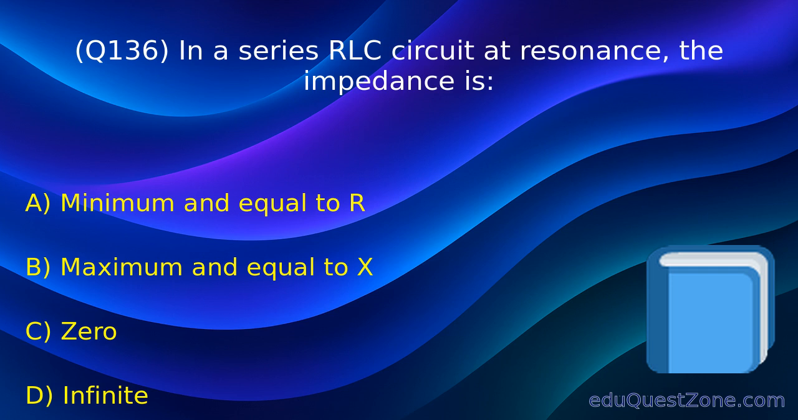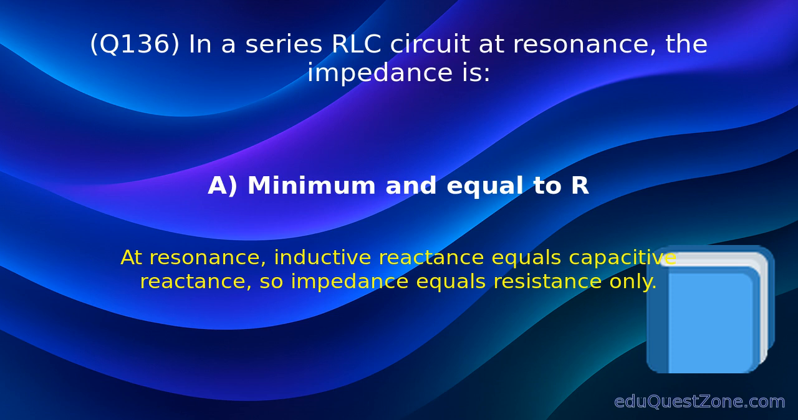Question 136. In a series RLC circuit at resonance, the impedance is... Option A, minimum and equal to R. At resonance, reactances cancel and impedance equals resistance only.